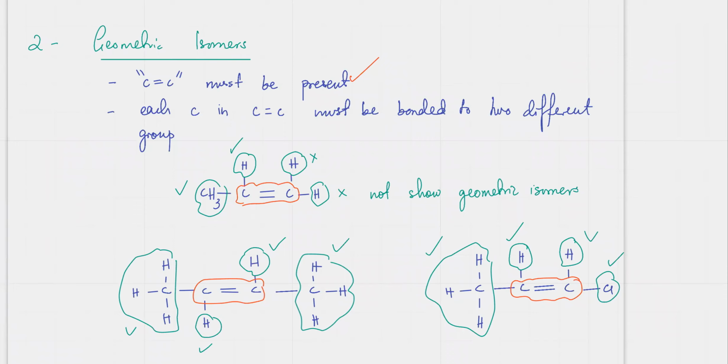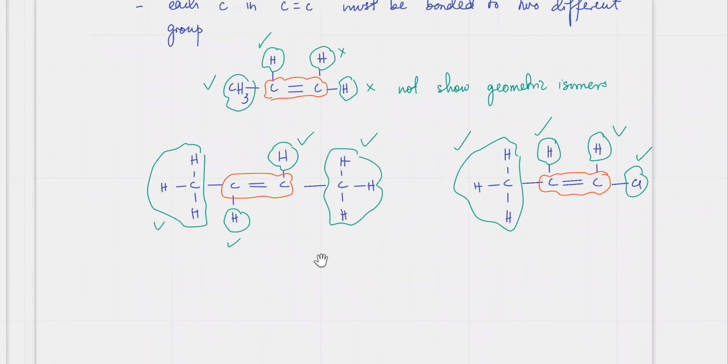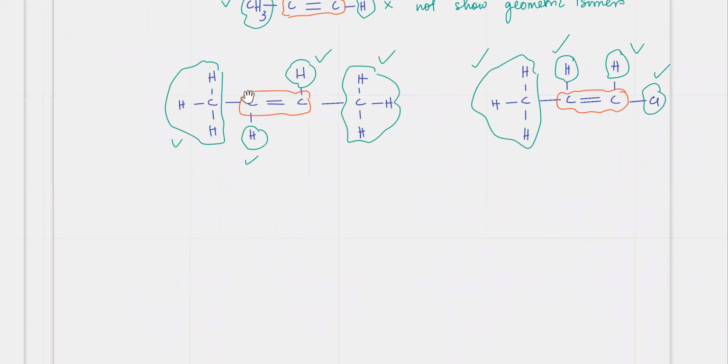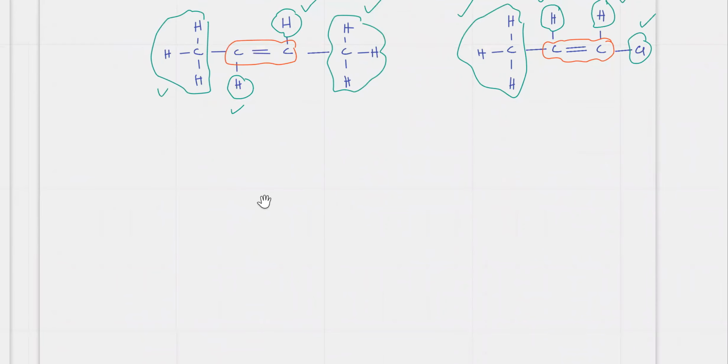You have to know which ones would make geometric isomers. Now, what is geometric isomerism? Why do you need this? What kind of isomerism is this? So let's talk about that. The thing with geometric isomerism is that whenever carbon makes double bonds, you have to go a bit further back.